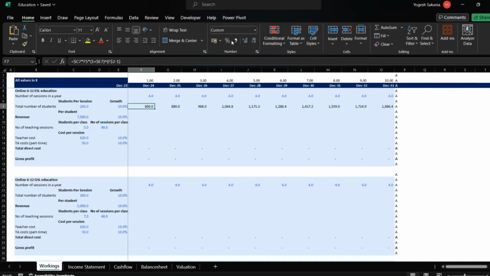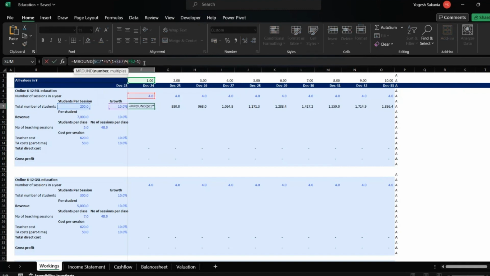But one of the other things is that all these numbers cannot be in decimals, right? We are talking about the number of students, and each batch is having 5 students, right? So we will round it off to the nearest 5. We're going to use the function MROUND.